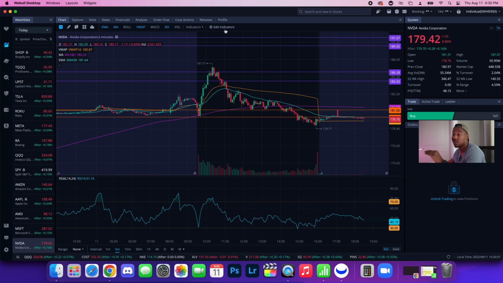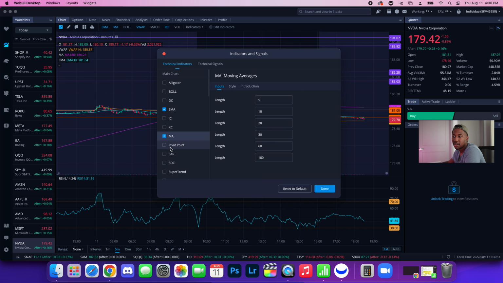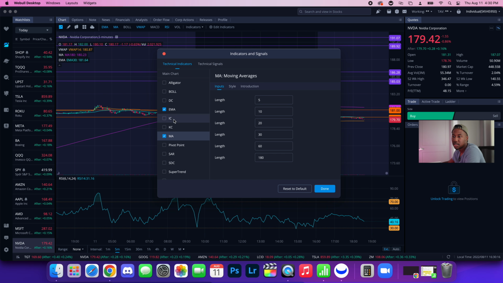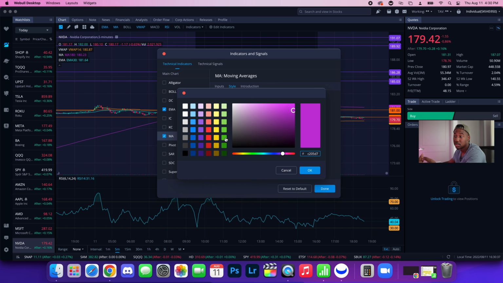And then again, the reason we came here, if you were trying to set yours up like me, I would click on this edit indicators, and right here I have the moving average and the EMA checked. So right now we're looking at the moving averages. Right here, this is basically what days you want to look at. You can look at 5, 10, 20, 30, 60, or 180. And if I wanted to change it, you would come over here to style. Right now, the 180 is this color, but if I wanted to change it to be yellow, I would do that and click OK.